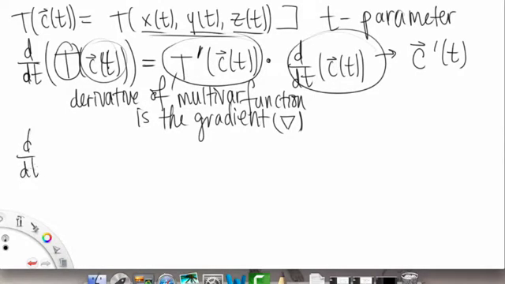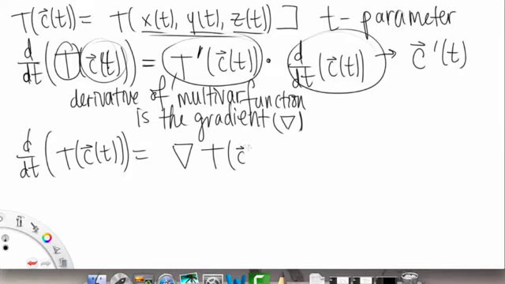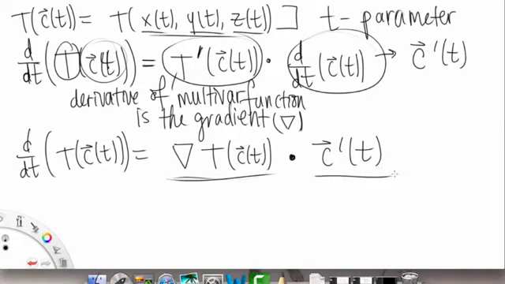So d/dt of capital T of c of t is going to be equal to the gradient, like I was saying. So this will be the gradient of T with c of t inside, and then this will be dotted with our c prime of t. And this is not only multiplied anymore, because this is a vector quantity, and this is also a vector quantity. So since we have 2 vector quantities being multiplied, we have to take the dot product.